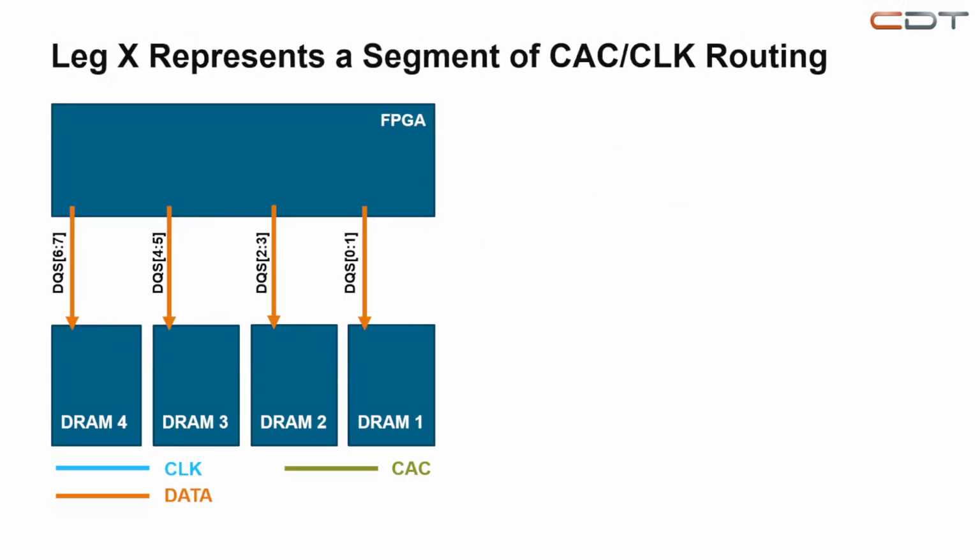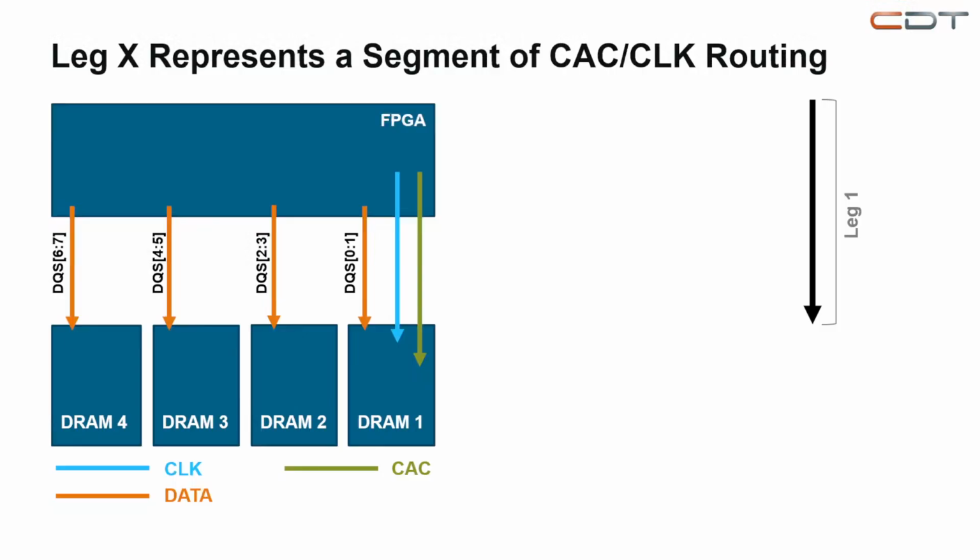Now I want to clarify what those pin pairs mean because it can be a little bit confusing with the data signals being routed point to point. So you'll hear me use this terminology, leg X or leg 1, 2, 3, and 4, and those correspond to the pin pairs between FPGA and DRAM 1, 2, 3, and 4. So when I say leg 1, that is corresponding to the pin pair from the FPGA to DRAM 1, and then just a segment that goes directly between those two components.